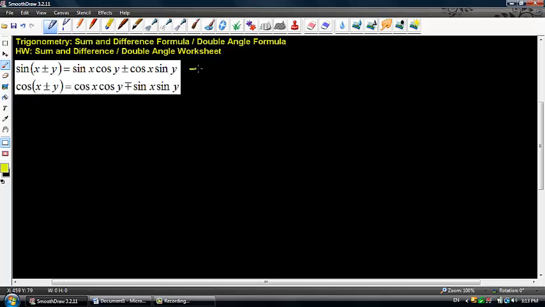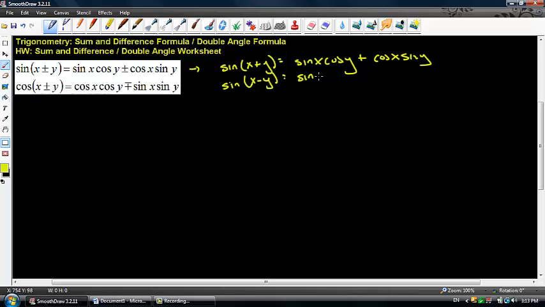So if I expand this for you, if I was to say sine of, say, x plus y, this would be equal to sine of x cosine of y plus only cosine of x sine of y. Now, likewise, if I did the subtraction, it would just be the negative version of the formula. So we're actually dealing with four different formulas here. Of course, this would be sine x cosine y minus cosine of x sine y.